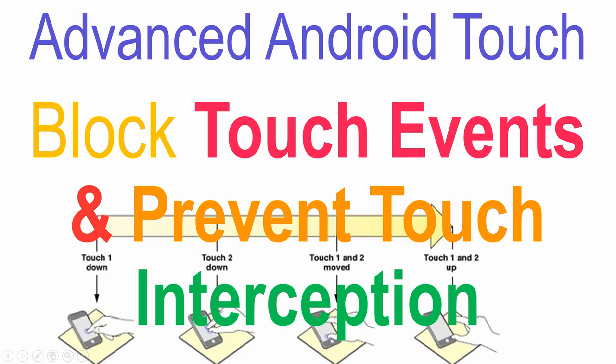First is how we can block certain events from reaching the child and handle them in the parent. Second is how we can prevent the interception of certain events by the parent from the child. As I told you, these two are very complex and confusing. If you haven't seen the previous two videos, then please go and watch them again because you're not going to understand anything without that. So let's get started.